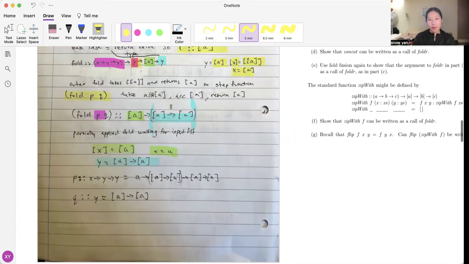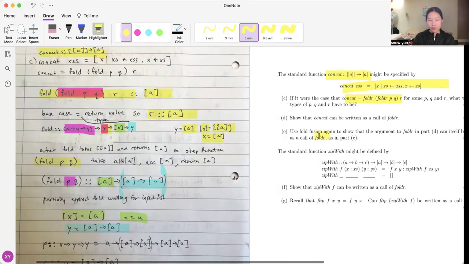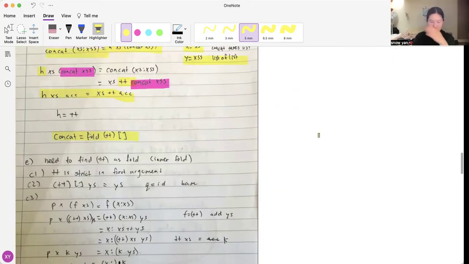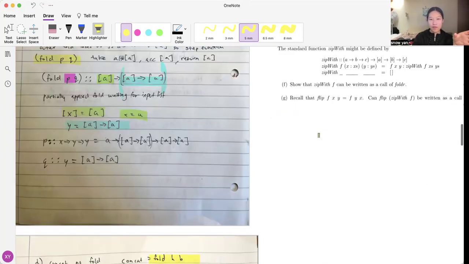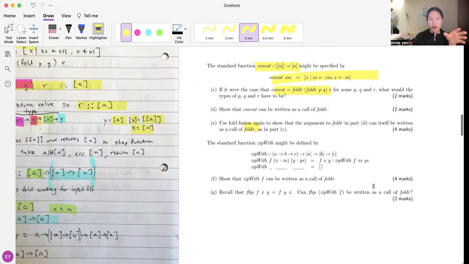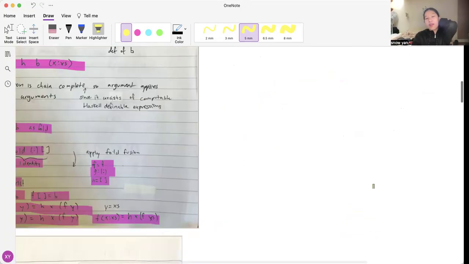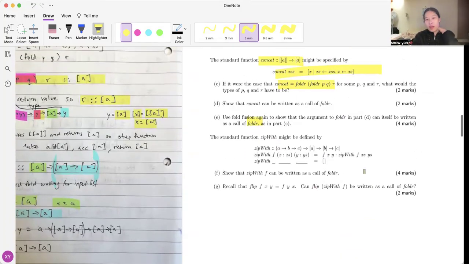So that's part D. Part E, we're trying to use fold fusion to show that the argument in fold R in part D can itself be written as a call to fold R as in part C. Okay, so what this means essentially is that we have to get it into that format. How we're going to get it into that format is that we see it was fold into fold. I can't remember where it was, but part C. Yeah, it was this form, fold into that.